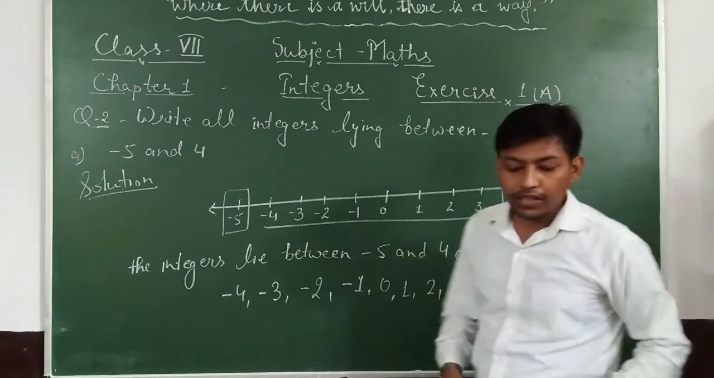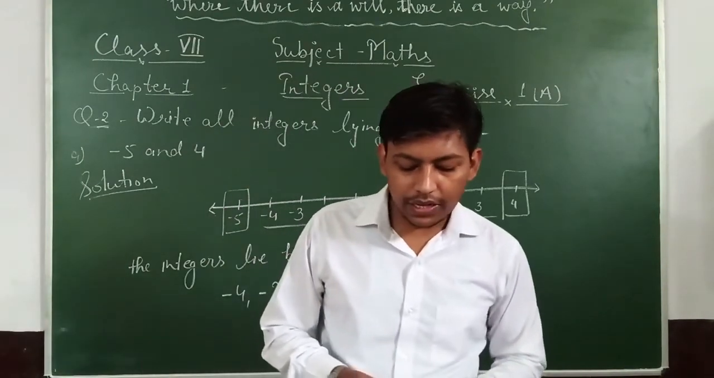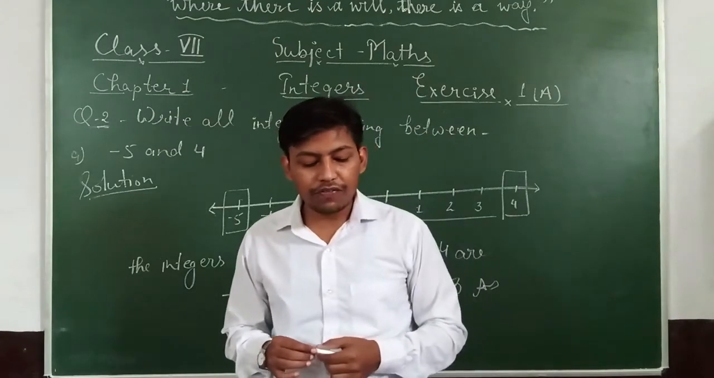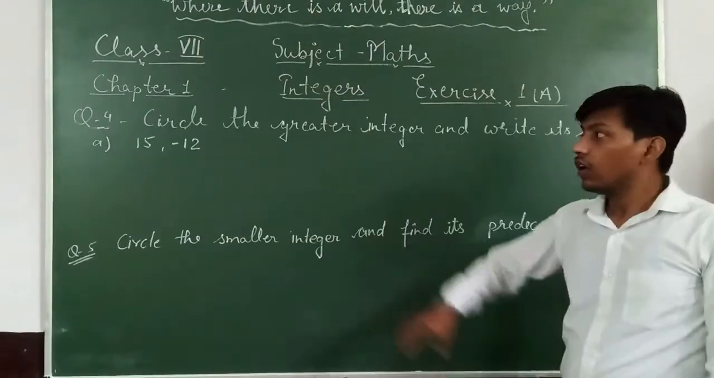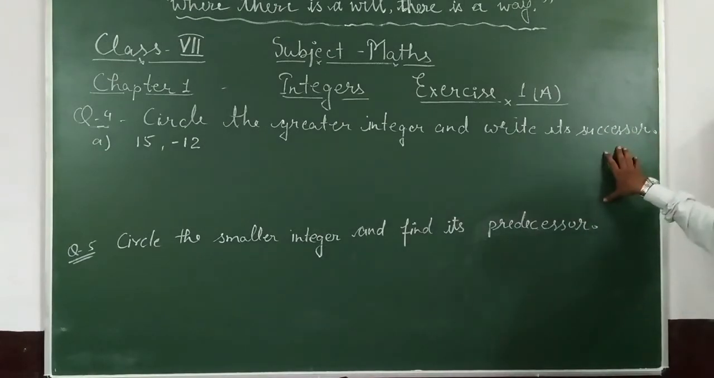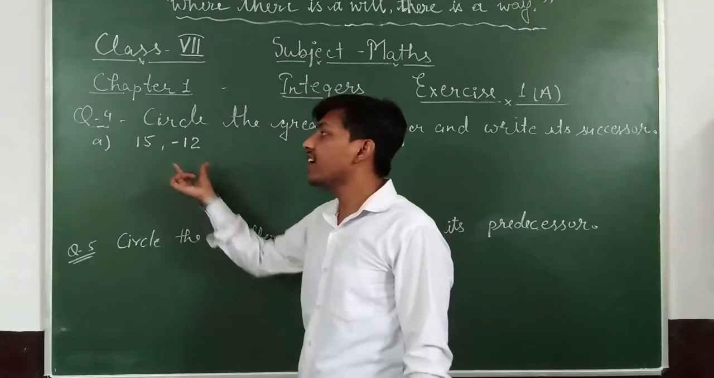Now question number 3 is, replace box by greater than, smaller than or equals to sign. So do it by yourself. Now question number 4 is, circle the greater integer and write its successor. That means firstly we have to compare which one is greater and then we will write its successor.